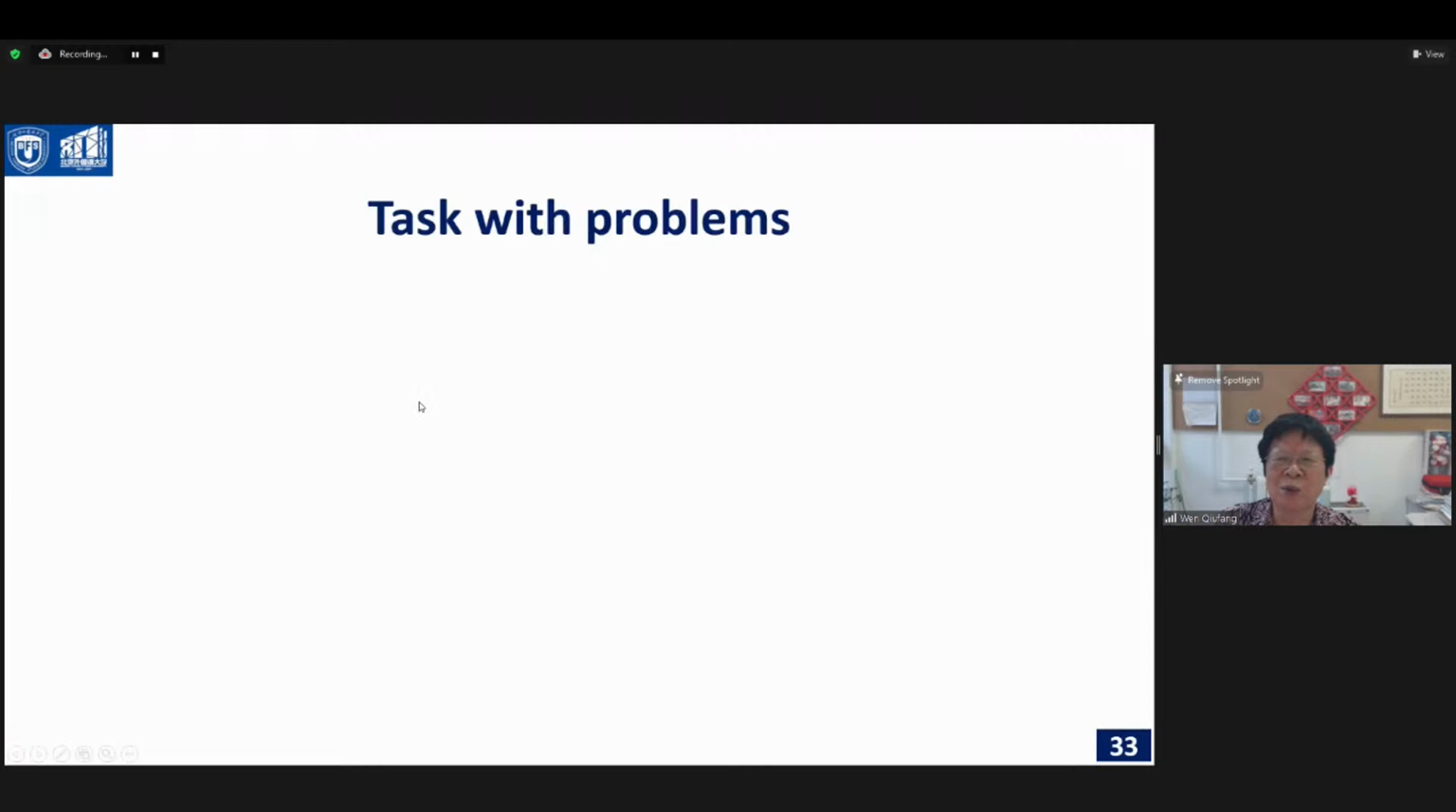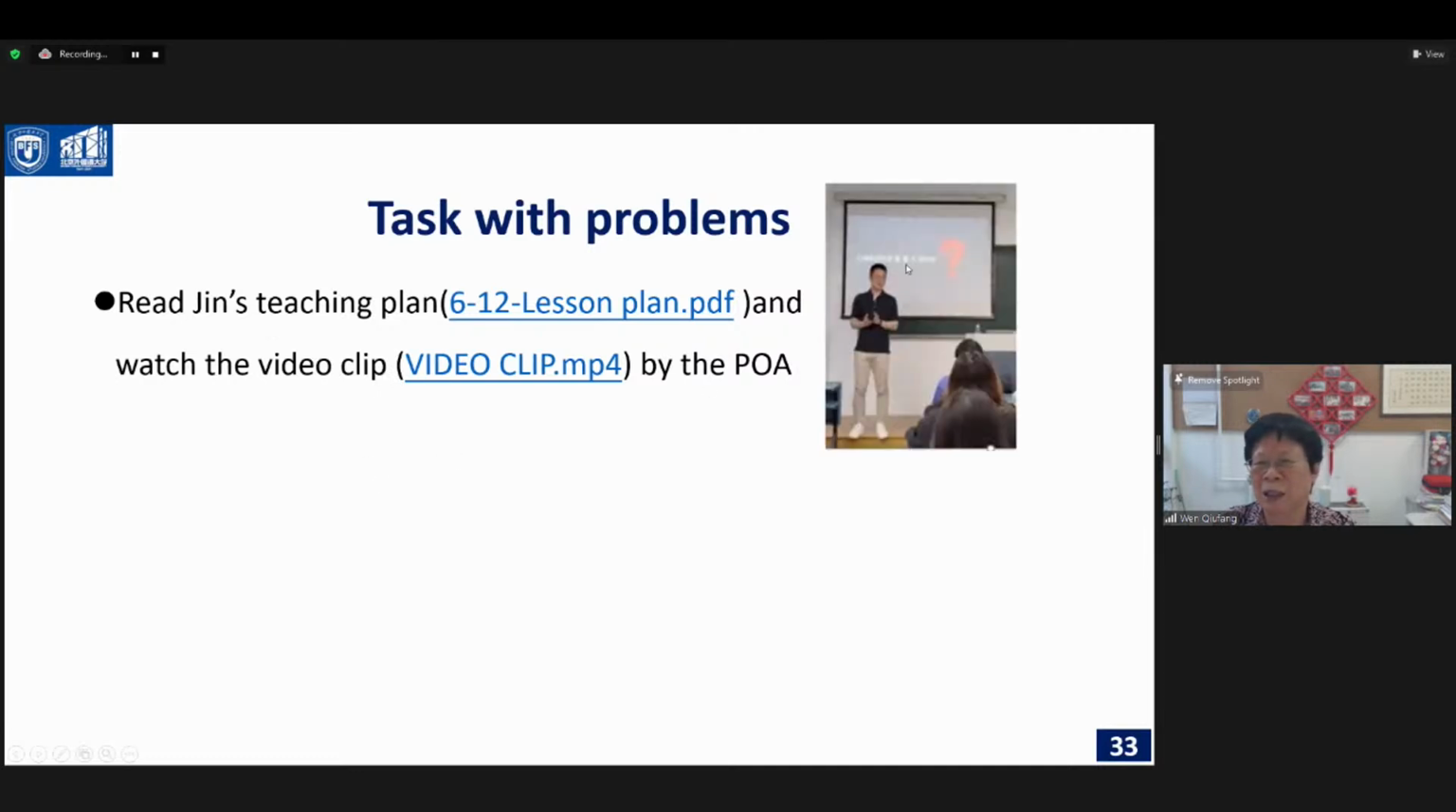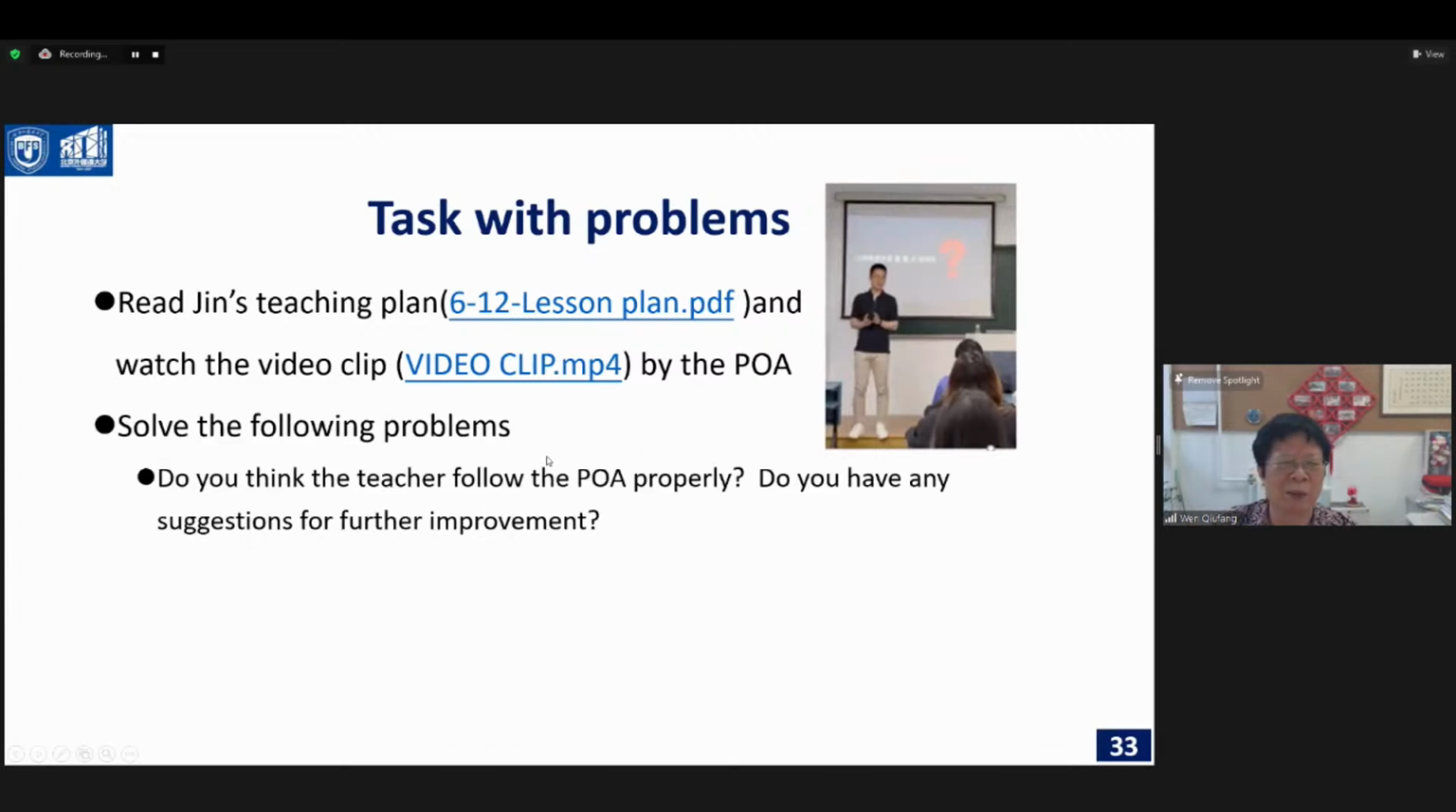Now, task with problems. What is the task? All the CC members are expected to read Jing's teaching plan and watch the video clip by the POA. By the way, Jing is a Chinese teacher who is teaching Korean to Chinese students. Later on, I will show a little bit of the video clip. They are expected to solve the following problems.